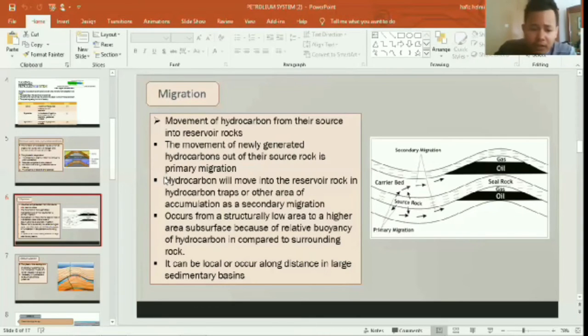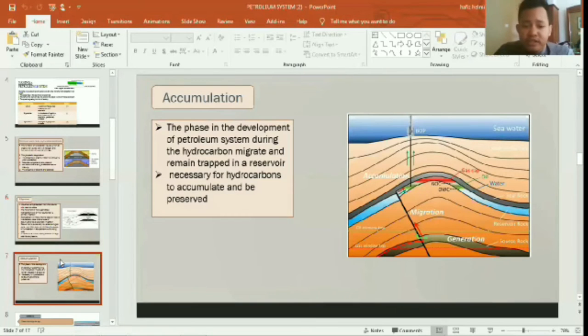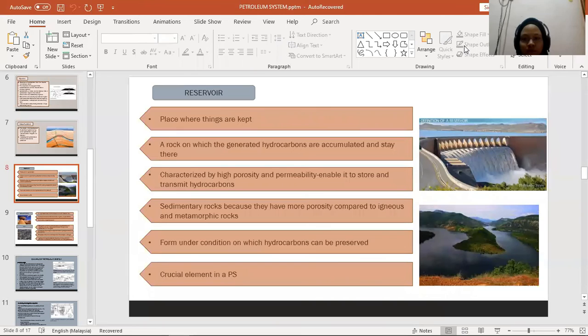Okay. Lastly, I would like to talk about the accumulation. Accumulation is the phase in a development of petroleum system during which the hydrocarbon migrates and remains trapped in the reservoir. This accumulation is necessary for the hydrocarbon to accumulate and be preserved.